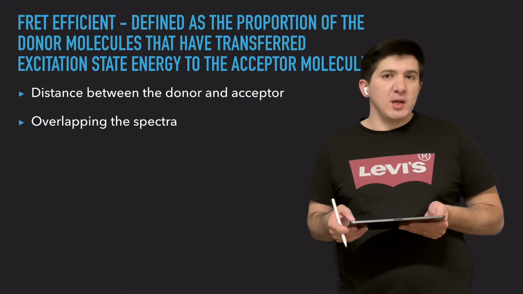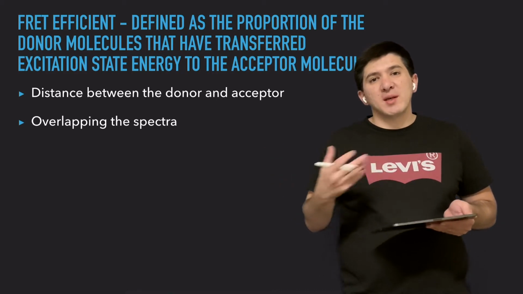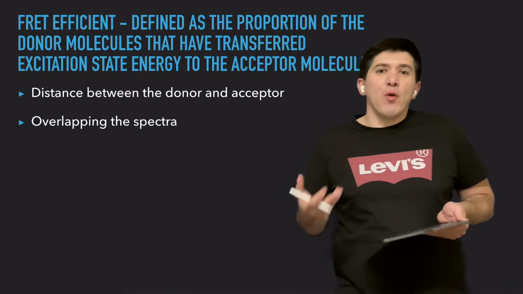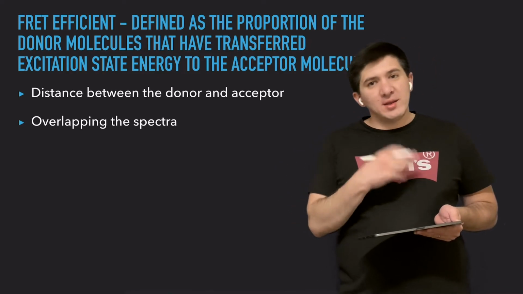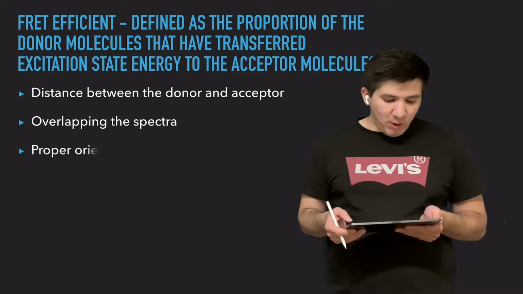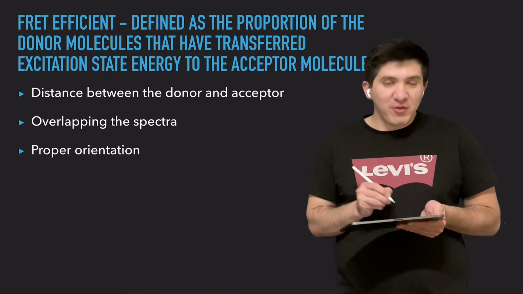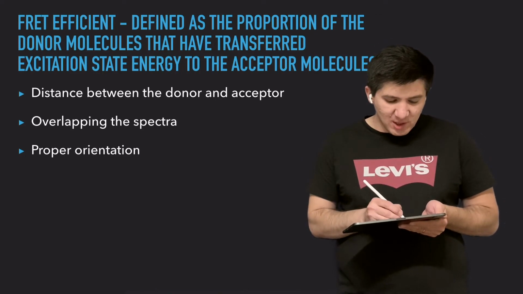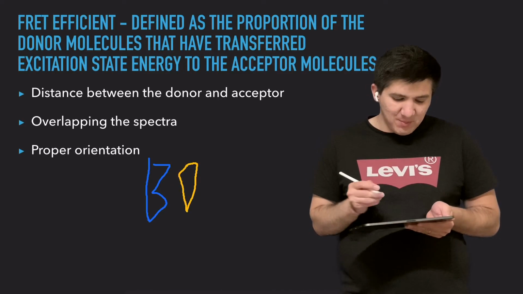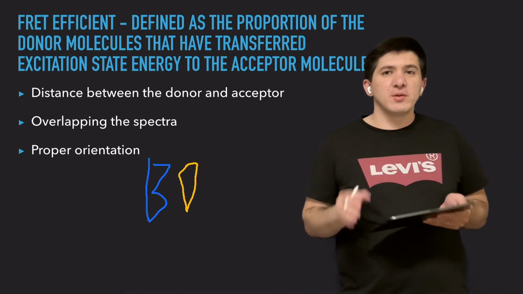The second factor is overlapping spectra. It means that the acceptor is going to be excited at a certain range, and if this range overlaps with the emission range of the donor, then the acceptor is going to be able to get that energy. And the last one is the proper orientation. It is a little bit difficult to explain, but you just need to understand that if you've got two fluorophores, they need to be in a proper orientation so that they can fit to each other and come closer to each other.